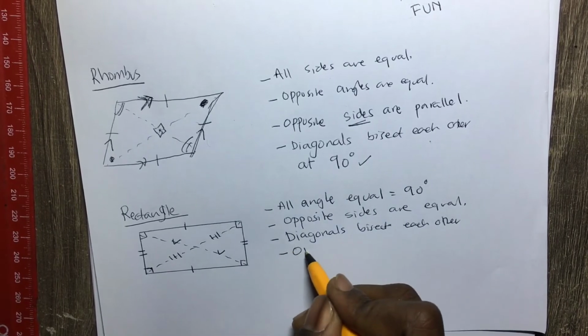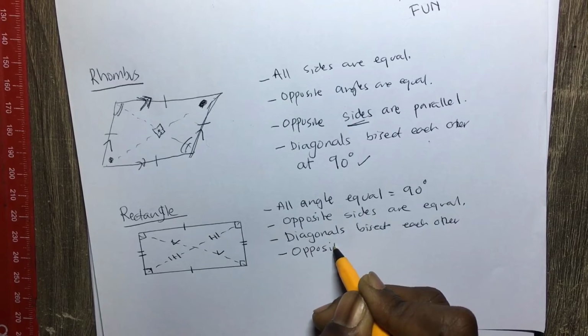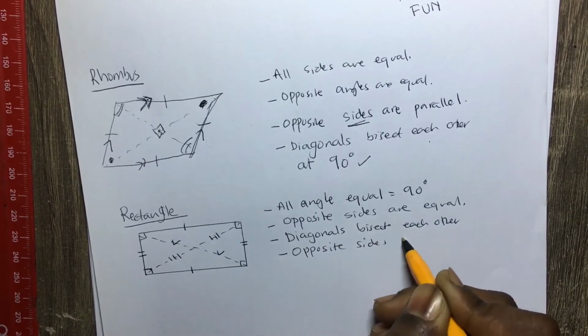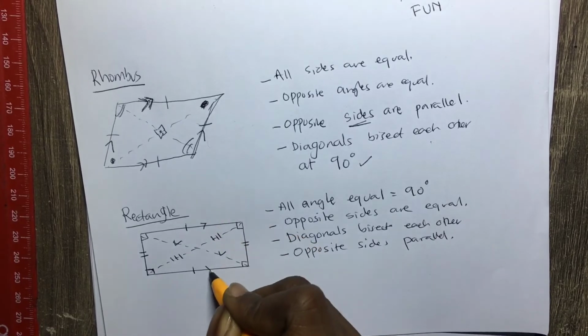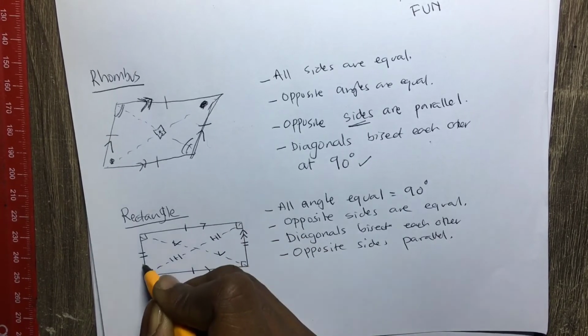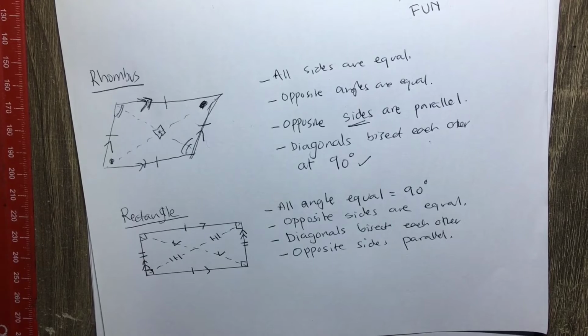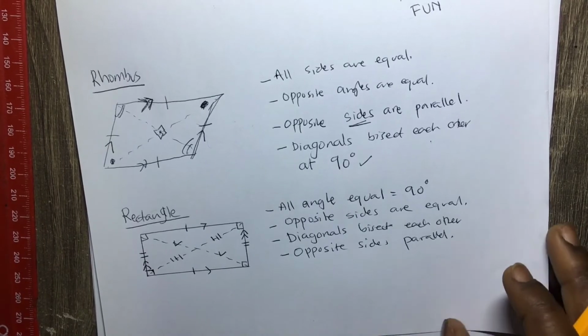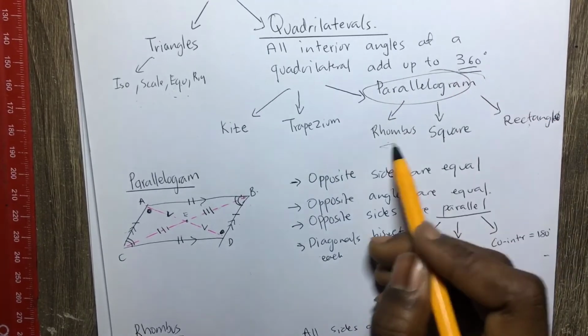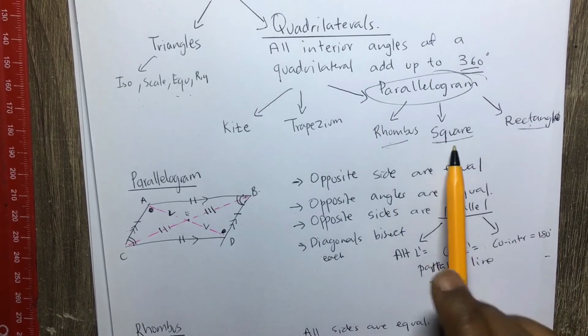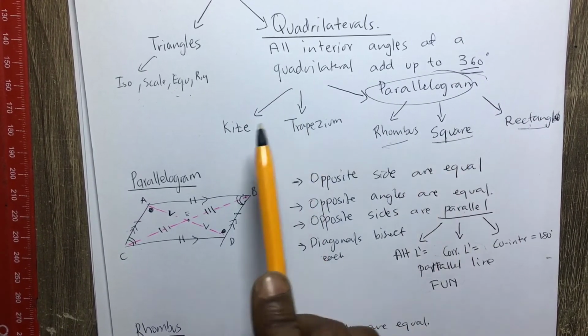I don't know if I'm missing anything. There are also opposite sides are parallel again. Can you see that it carries the properties of a parallelogram, even though it's a rectangle? So that's why we say they all fall under the umbrella of a parallelogram. The last one that we still have to do here is a square, then we do a kite and a trapezium. So let's do a square.